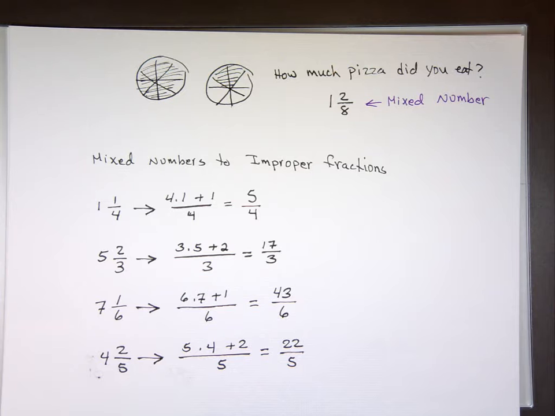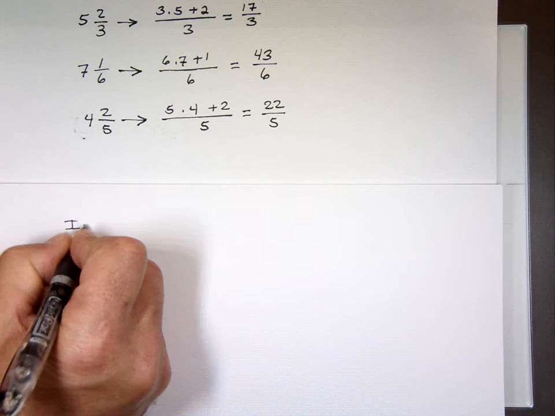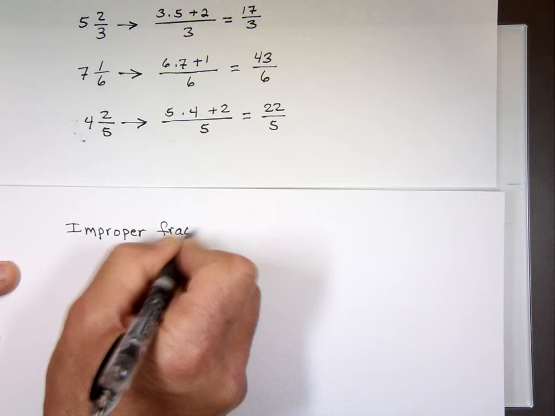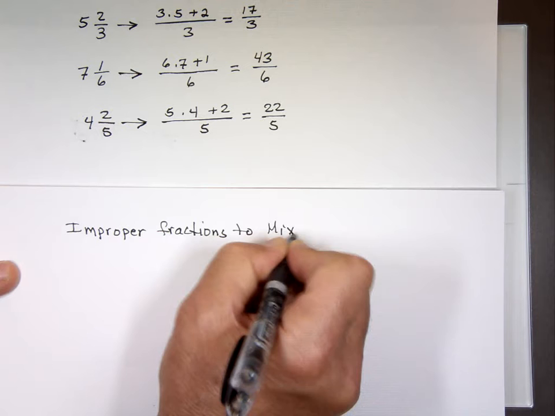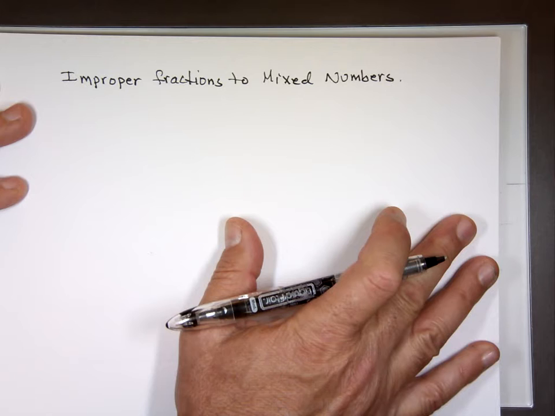How do we do the reverse? How do we go from improper fractions to mixed numbers? So to go from improper fractions to mixed numbers. Here is an improper fraction, 5 and 2 sevenths. Oh, that's a mixed number.